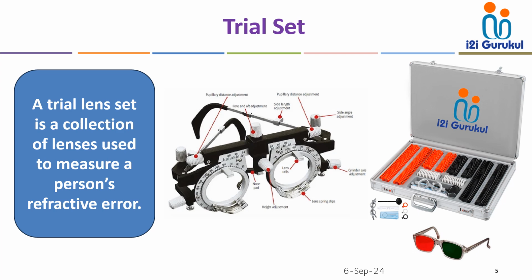The lenses contained in a trial case are called trial lenses. Each lens is labeled so that the power can be identified easily. Plano lenses, opaque disc, pinhole and stenopic slit, Maddox rod, red and green glasses are also other accessories in the trial set.